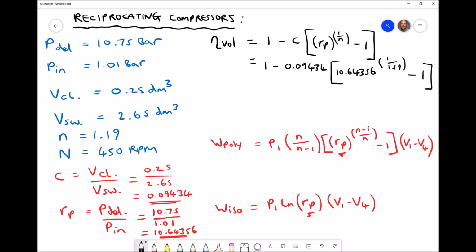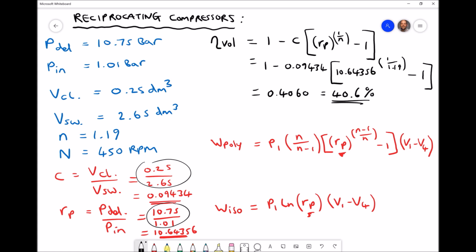Now you need to take care here when you input this into your calculator. So recall that when we input our clearance ratio, we're inputting 0.25 over 2.65 here. And when we input our compression ratio, we're inputting 10.75 over 1.01. So when we input that into our calculator, we get a volumetric efficiency equal to 0.4060, or 40.6%.